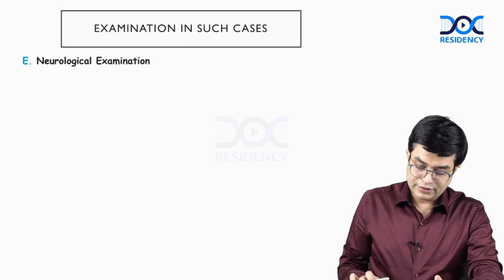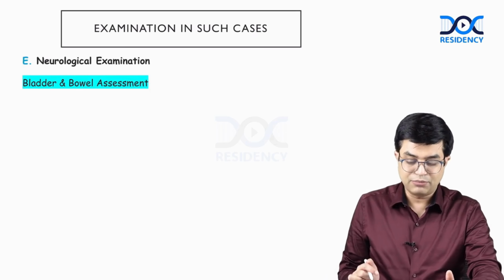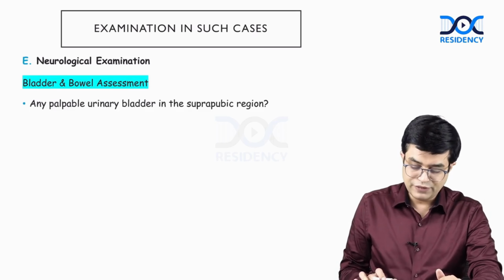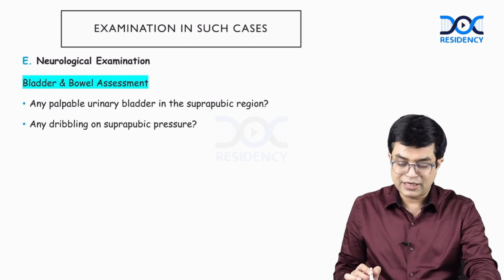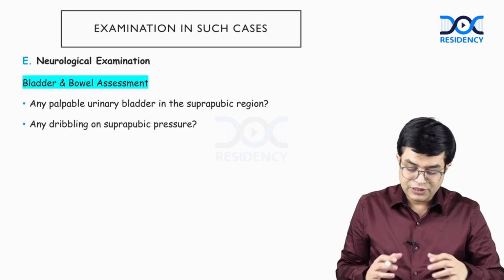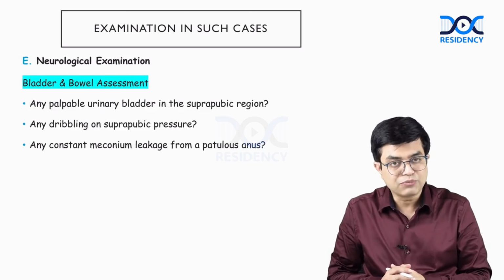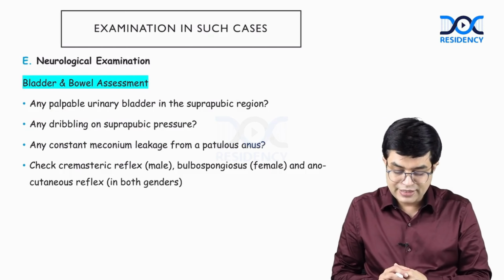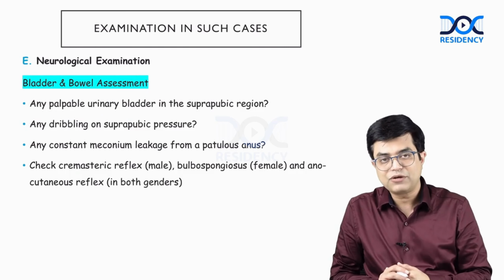Now, the next thing that we need to remember is the bladder and bowel assessment. You will check for any palpable urinary bladder in the suprapubic region. You will check for any dribbling happening on suprapubic pressure. You will check for any constant meconium leakage occurring from a patulous anus.